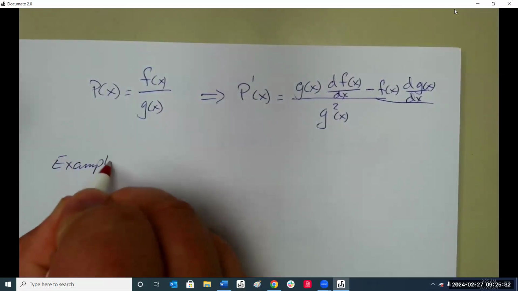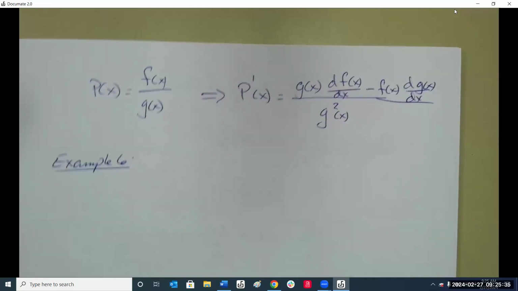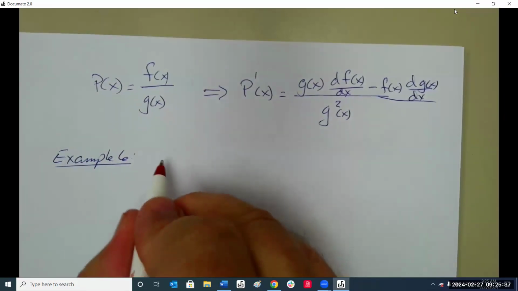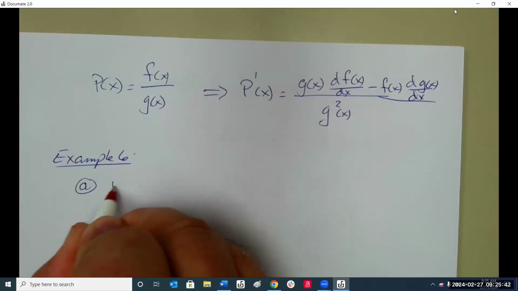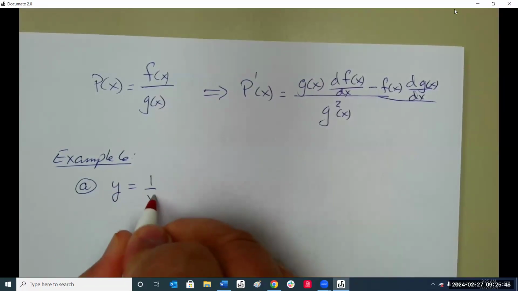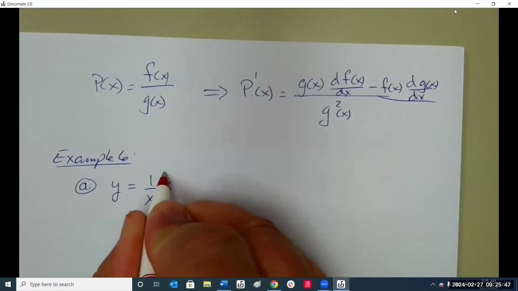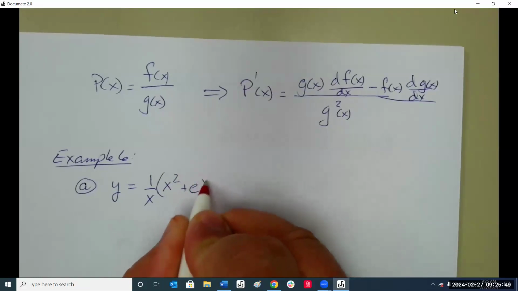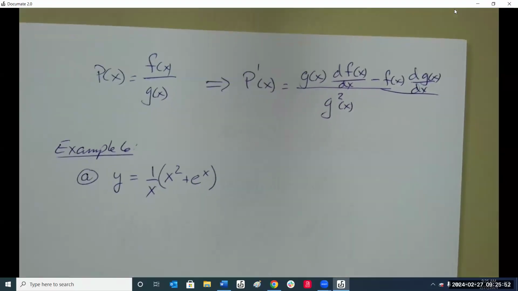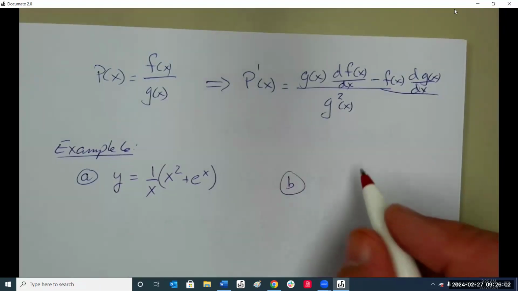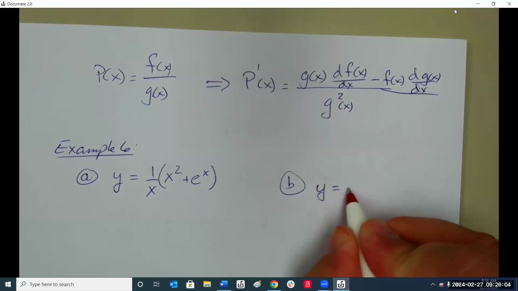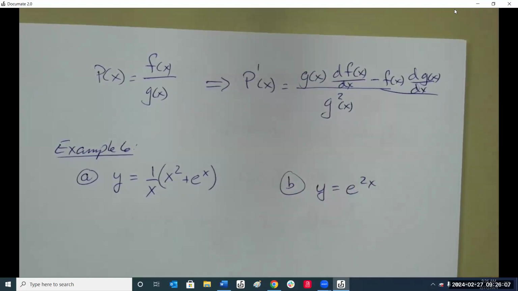Example 6. Find the derivative of y equals 1 over x times x squared plus e to the x. And then b will be y equals e to the 2x.